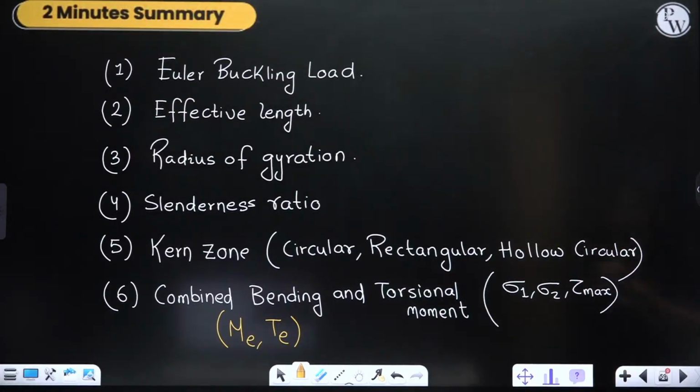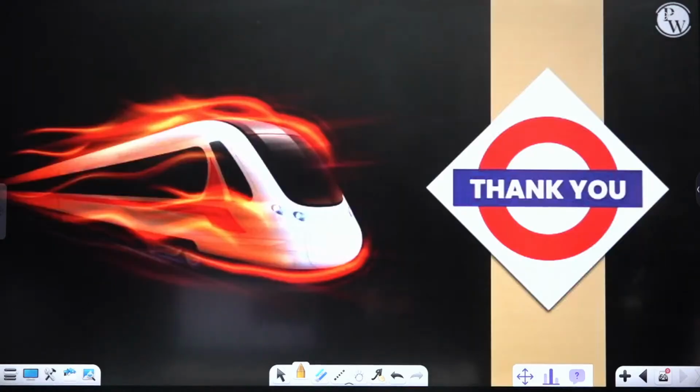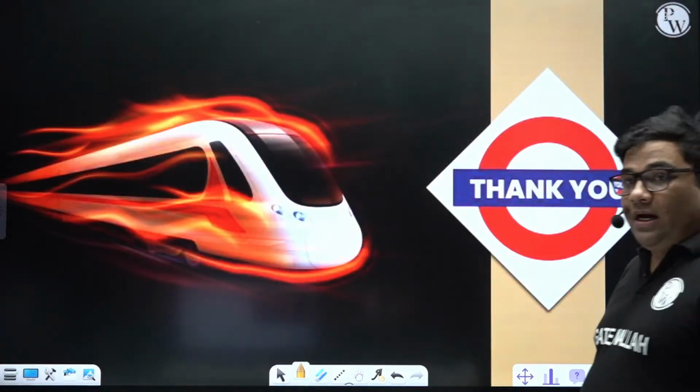Tomorrow we'll study your deflection of beams. So I'll try to cover as much as possible in deflection of beams.